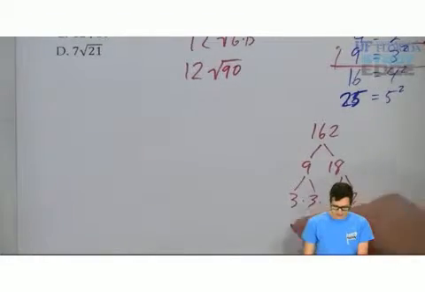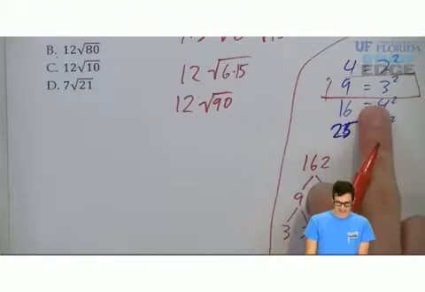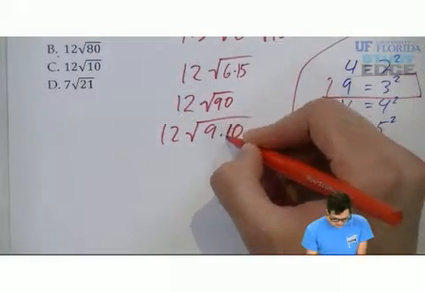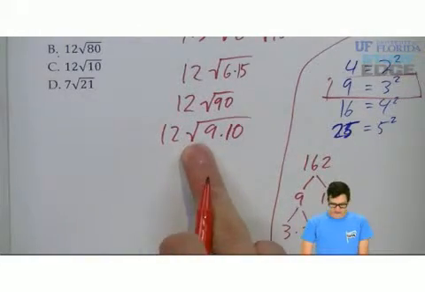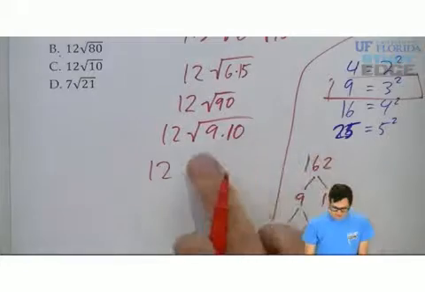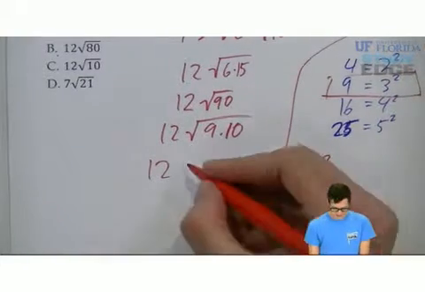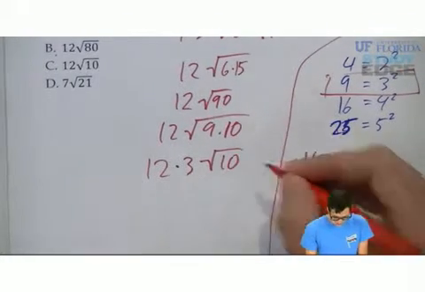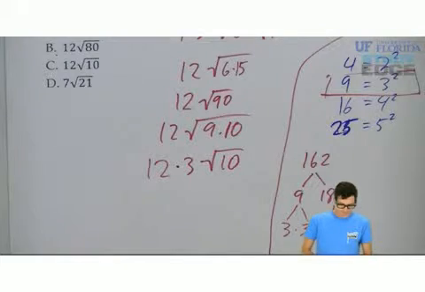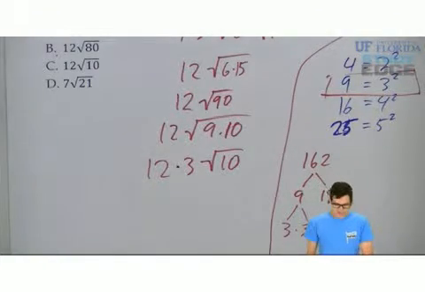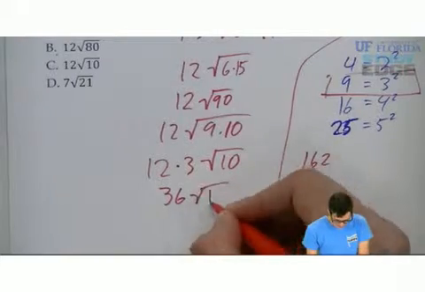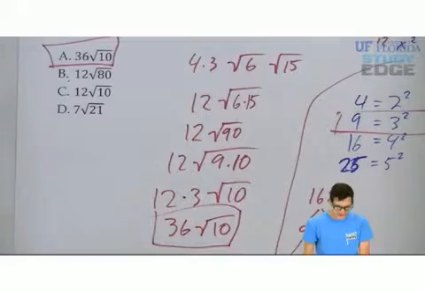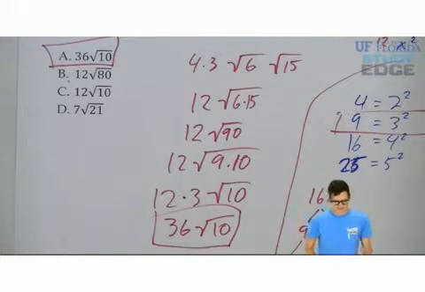In this problem, we're good to just pull out 9. We factor this into 9 times 10, so square root of 9 times 10. Now that we have this square, we can evaluate the square root of just the 9, and the square root of 9 is 3. So we'll do 12 times 3. We pull that 3 to the outside, and we still have square root of 10 left on the inside. Multiply 12 times 3 and that gives us 36 square root of 10. And boom, just like I had guessed earlier, it is in fact A, 36 square root of 10.